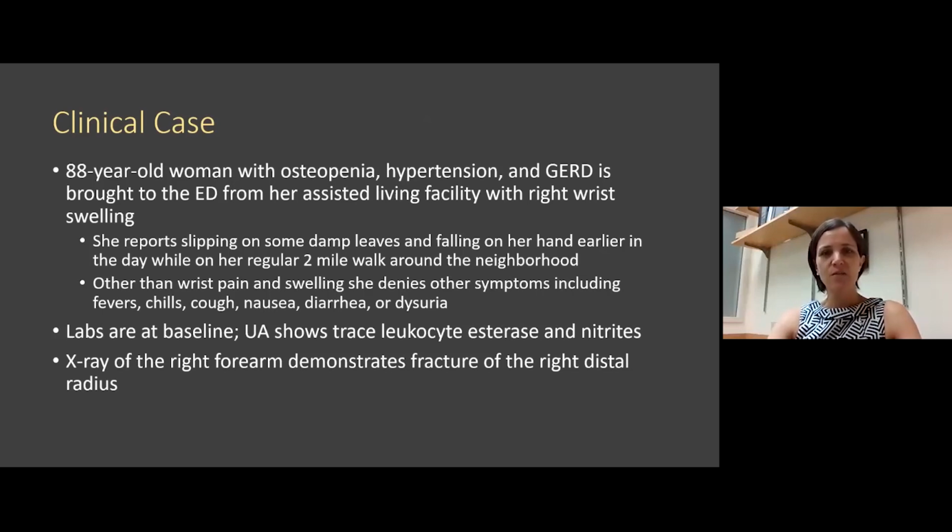Other than wrist pain and swelling, she denies other symptoms, including fevers, chills, cough, nausea, diarrhea, or dysuria. Her labs are at baseline. Urinalysis shows trace leukocyte esterase and nitrates. An X-ray of the right forearm demonstrates a fracture of the right distal radius.